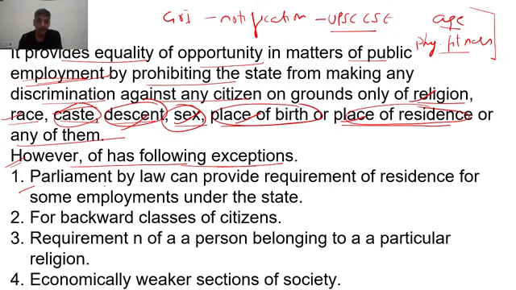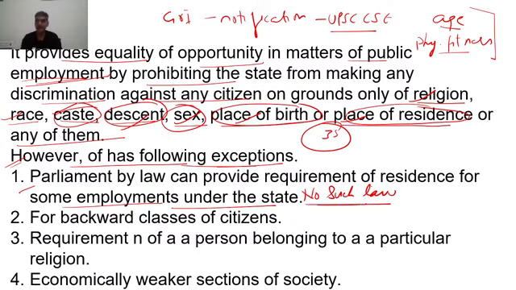Like Parliament by law can provide a requirement of residence for some employments under the state. Means Parliament can make a law, only Parliament, not the state legislature. Yeah, that you have to read Article 35. There it is given. Only Parliament can make a law, and by that law, Parliament can allow that for these types of employment, you have to be a resident in that particular state only. You need to have a domicile in that state only. But as of now, no such law is there. Remember this thing? No such law is there.